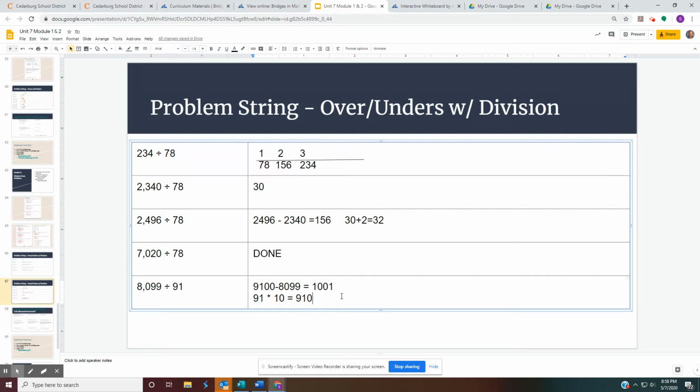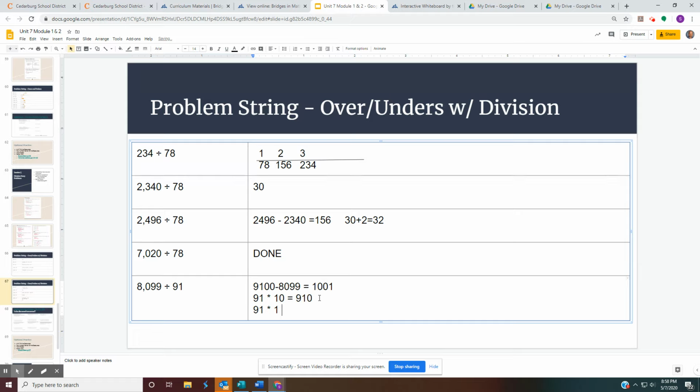So then I got to go one more. 91 times 1 equals 91. So there you have it. So if I can take the 9,100 and I subtract 910 and I subtract 91, I get 8,099. So what does that mean?